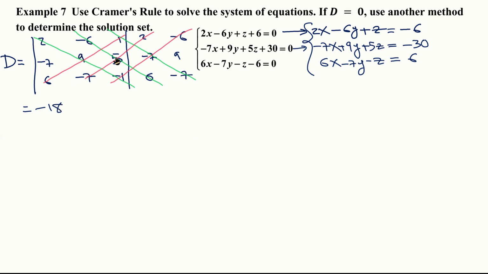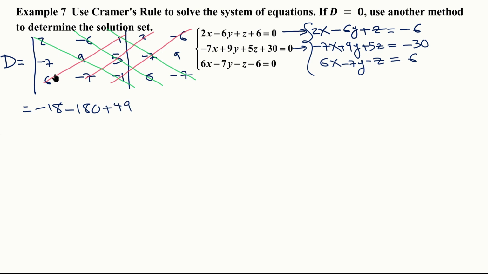Okay, for the next one we have 30 times -6, so that's -180. So plus and -180, that's just -180. And -7 times -7 is 49 times 1 is 49, so plus 49.